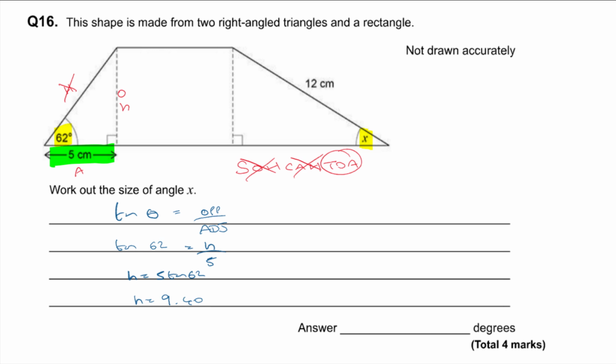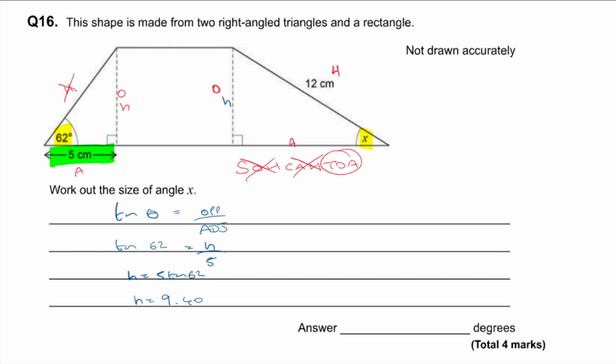Okay, so then moving over into the other triangle. So I now know that this side here is also equal to H. It's also 9.4, isn't it? And so now, what have I got in this triangle? I know the hypotenuse here. I know the opposite. I don't know the adjacent. I'm not actually that bothered about the adjacent. What am I trying to find here? I'm trying to find the angle.